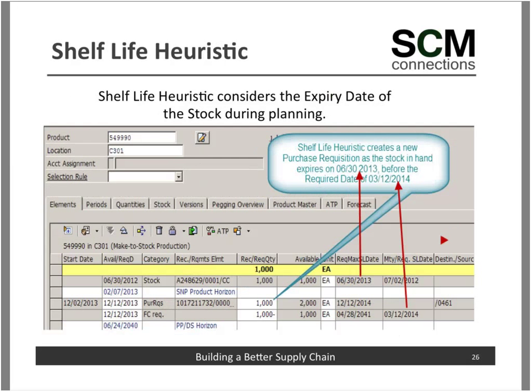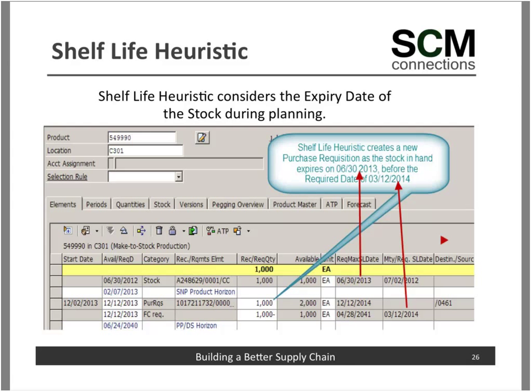All right. I'm going to go through this quickly because I want to get some questions in. What the shelf life heuristic does is it takes that into consideration when planning, okay? And so it doesn't consider the stock, because that's going to expire before my requirements date. And it creates another purchase rec or incoming receipt to fulfill that forecast requirement, okay? Now, if you look at the available quantity, it will say I still have 1,000 in inventory and I'm making more, so that doesn't change, but I can't use it for this particular forecast, okay?